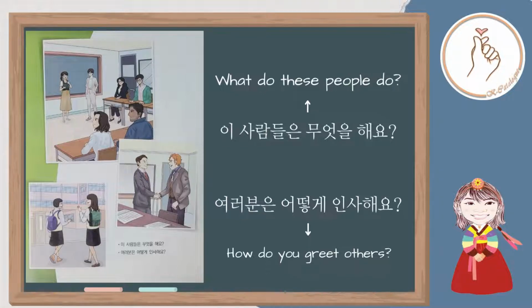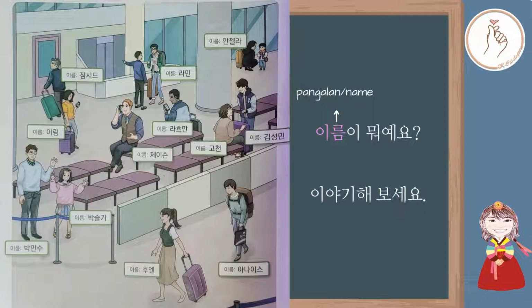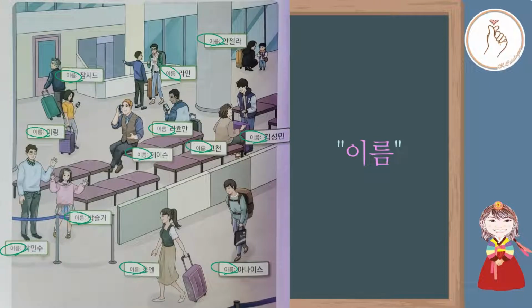Next slide, you'll see a different picture and then nakalagay dyan, 이름이 뭐예요? Ito yung ating first vocabulary, 이름. So, 이름 means pangalan or name. 이름이 뭐예요 simply means, what's your name? Then, yung nasa ibaba, 이야기해 보세요. It means, try to say it or try to tell it. So, ano yung pinapasabi? Yung ating 이름 or name.